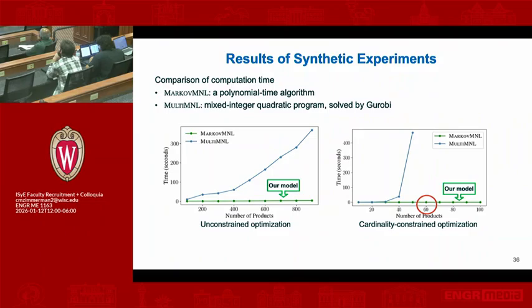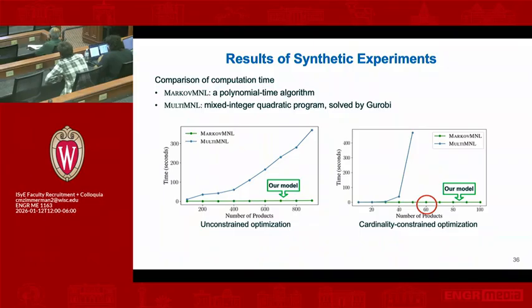I also want to provide a quick comparison of the running time because I have claimed we have a polynomial time algorithm. Here I implemented our algorithm using Python and implemented the mixed integer quadratic program of the benchmark model and solved it using Gurobi, also coded in Python. We can see that for both unconstrained and constrained optimization, the running time of the benchmark algorithm increases almost exponentially in the number of products, but our model is very stable. If we put them on the same scale, it is near constant. And for the cardinality setting, the benchmark model cannot solve it even for 60 products, but we can scale really well.